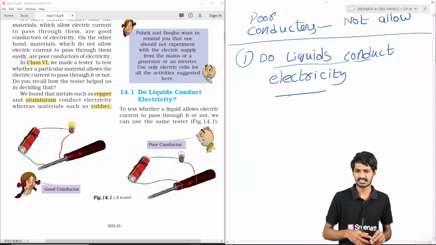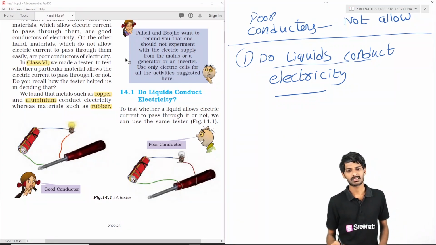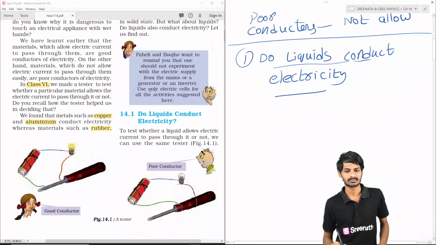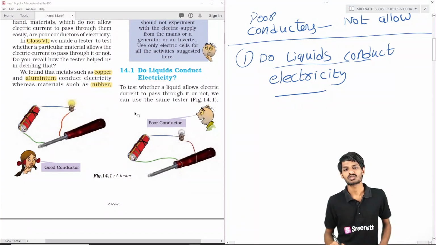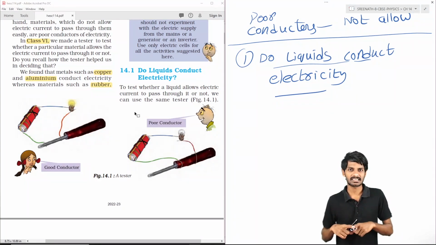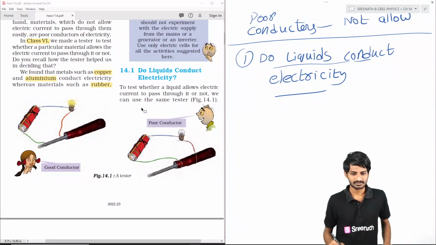Do liquids conduct electricity, students? We have to know whether they will conduct or not. We know that solids conduct electricity, but what about liquids? For that also we are going to make a tester. With the help of the tester, we can decide whether a material, be it solid or liquid, is a conductor or not.